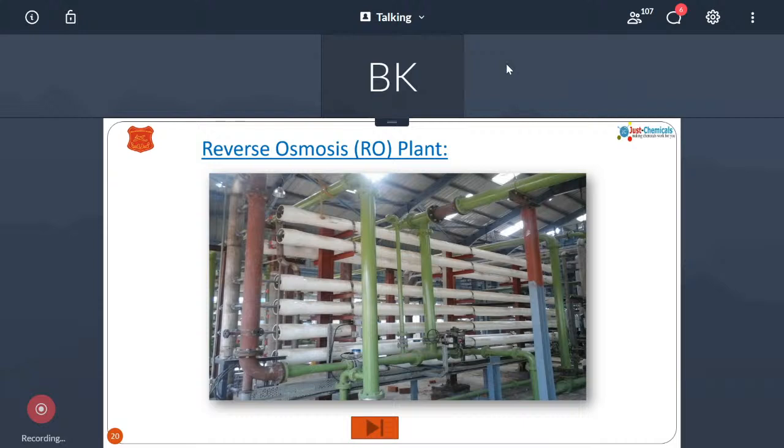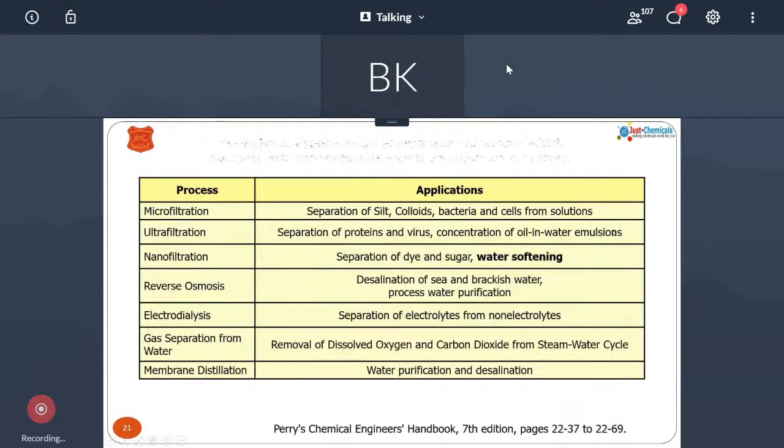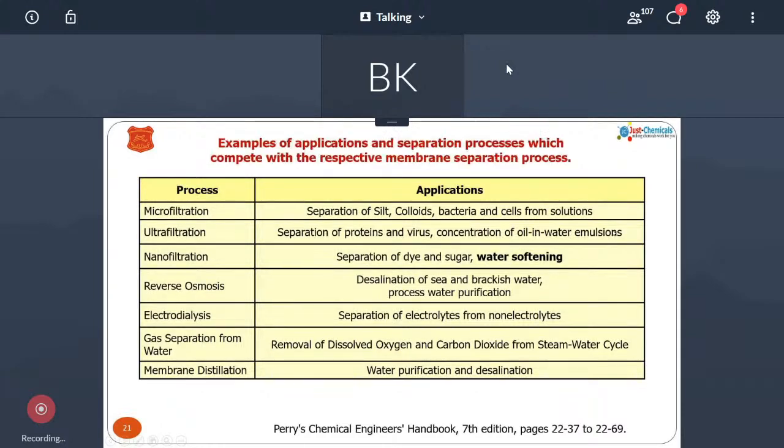So this is a point which I want to make here because we have some lagging, and then we go into these applications of membrane filtration. There are microfiltration, ultrafiltration, nanofiltration, reverse osmosis, then electrodialysis, and we are going to talk about electrodialysis.